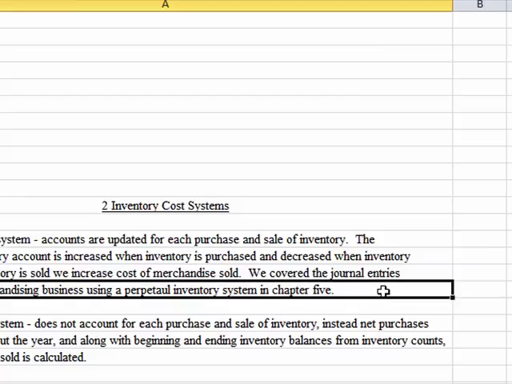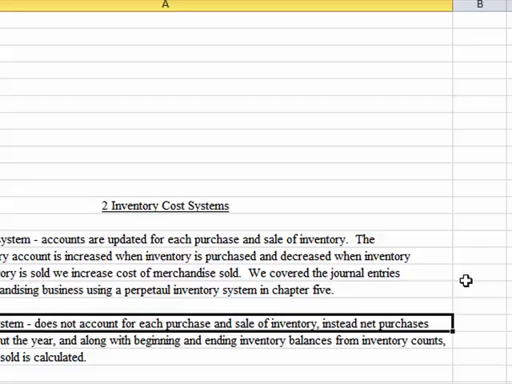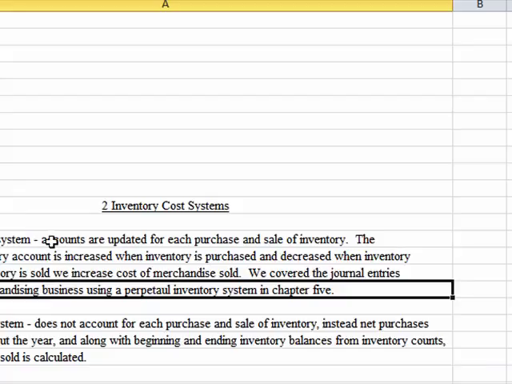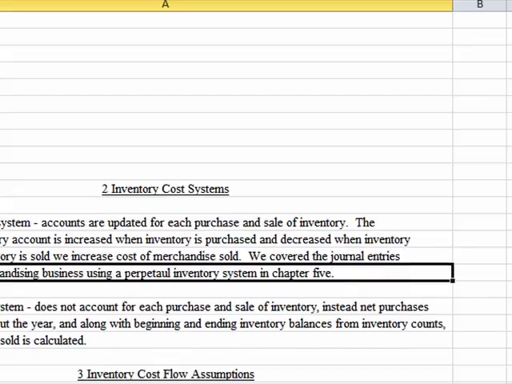So you guys, here in Chapter 6, we're going to look more at the periodic system, because some of you, if you're planning on starting a business, might start out with this one. Either system, though, we have to do an inventory count every year, even if we use perpetual, and we know how many jars of olives we're supposed to have in inventory. What could happen? We could have some theft. The computer system might not be working properly. So to check the accuracy of our inventory records under a perpetual system, we do an inventory count every year.